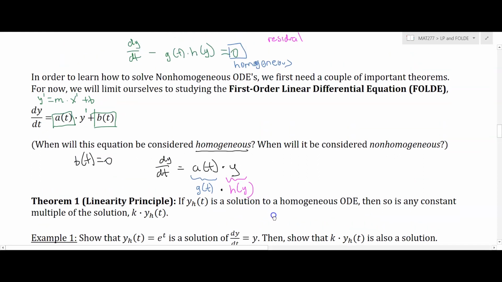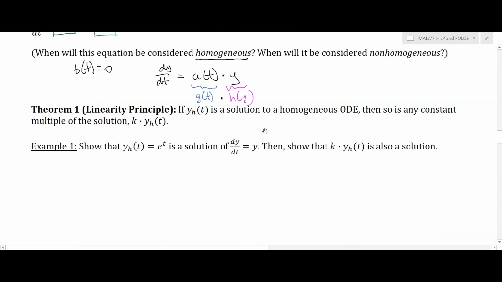Now, in order to study the non-homogeneous differential equation and learn how to solve it, we need a couple of theorems here. So we're going to introduce our first theorems of the semester. If y sub h of t, we're just using that subscript h to distinguish it from another function, so the sub h has very little importance at the moment. But if y sub h is a solution to a homogeneous ODE, that's why we use the h there, then so is any constant multiple of the solution, k times y sub h of t, where k is just any real number.